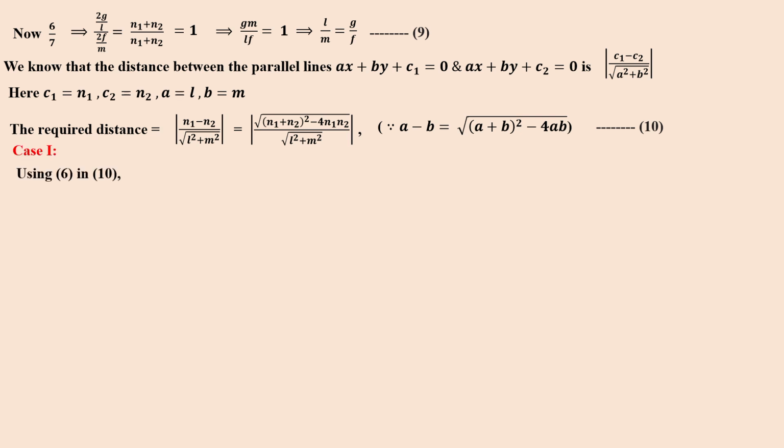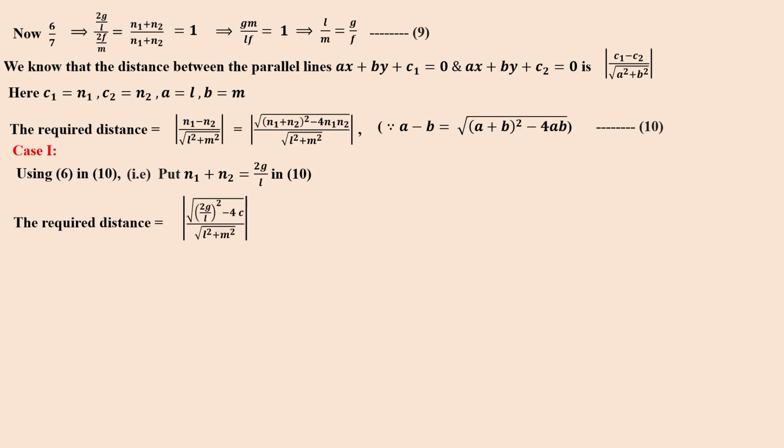First, case 1, using 6 in 10. So we are going to use equation number 6 in 10. That is n1 plus n2 is equal to 2g by L, that is the 6th equation, right? We are substituting n1 plus n2 is equal to 2g by L in equation number 10. We will get the required distance as root of (2g by L) whole square minus 4c, where n1 n2 is equal to c. That is also we are going to use, that is equation number 8. So using 6 and 8 in 10, minus 4c by root of L square plus m square, right?